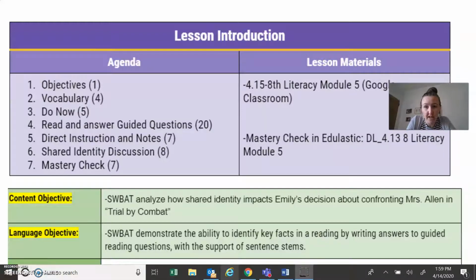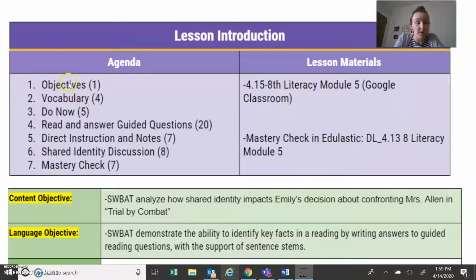Okay, so our agenda for today: objectives, vocab, do now. You are going to finish this story, which is very exciting. You're going to answer the last bit of guided questions. There's going to be direct instruction and notes. Make sure you watch that video. It's about shared identity, and it's going to really help you understand some key vocab before you move into the discussion. There's a shared identity discussion document that you're going to work through. That is a separate document that you'll open, and then you'll have your mastery check, which is over on Edulastic.